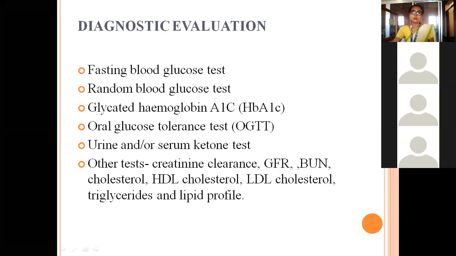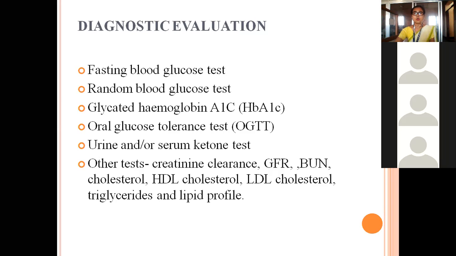Okay, so diagnostic evaluation for diabetes mellitus. The first one is the fasting blood glucose test. The normal fasting blood glucose level should be 70 to 110 mg per dL. If it is more than 110, then the person needs to go for another test.